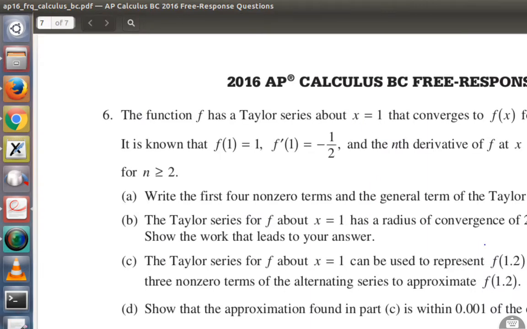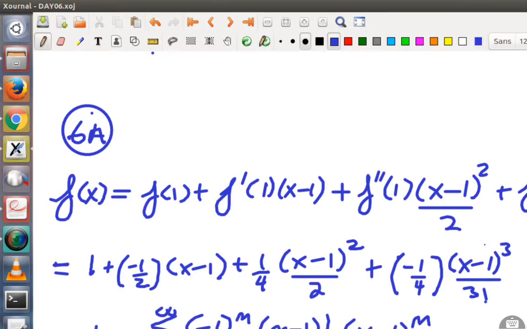And part D. Show that the approximation found in part C is within 0.001 of the exact value. Okay, well, if you go back to our approximation, they said it's an alternating series, right? And it is. It's a positive, a negative, a positive. This is negative over here. The first term we're leaving out is greater than the absolute value of the error by the alternating series test corollary, right? So that's the error term. Alrighty, so let's write that.